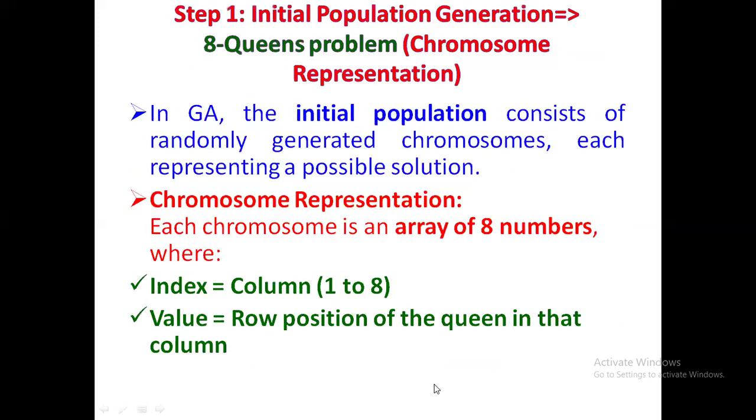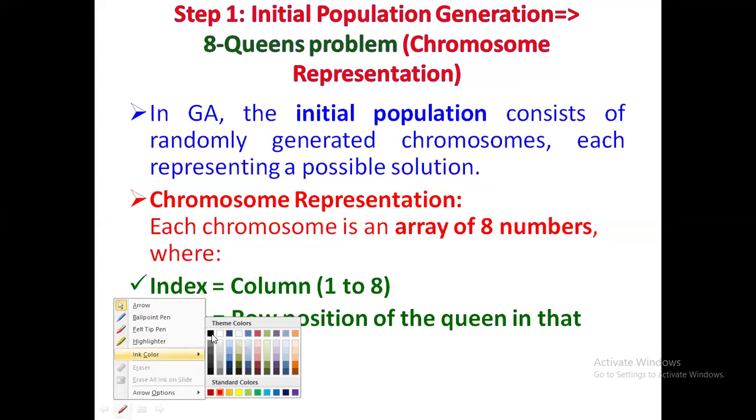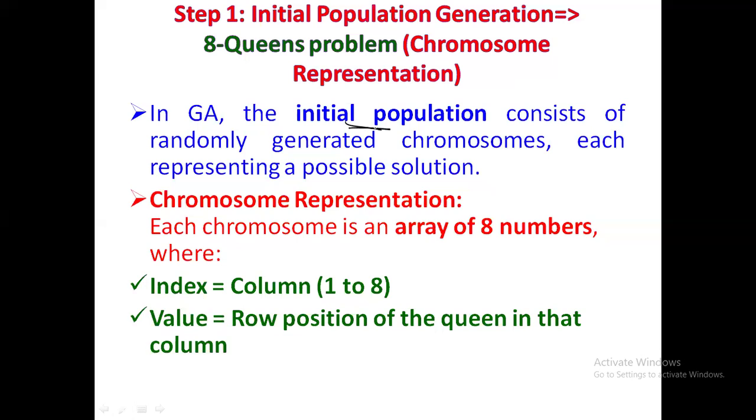Now we'll see the example problem using the 8-Queens problem. The first step is the initial population for the 8-Queens problem, where we represent the chromosome. The first step in solving the 8-Queens problem using a genetic algorithm is to generate the initial population of potential solutions.